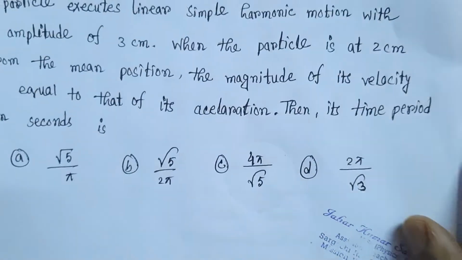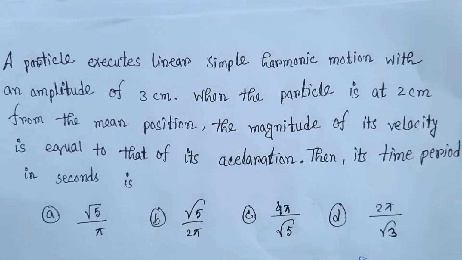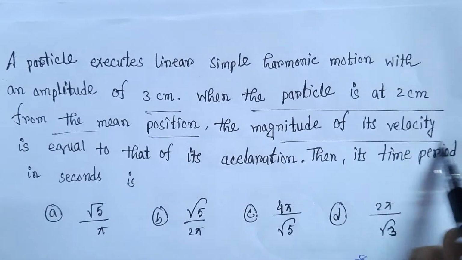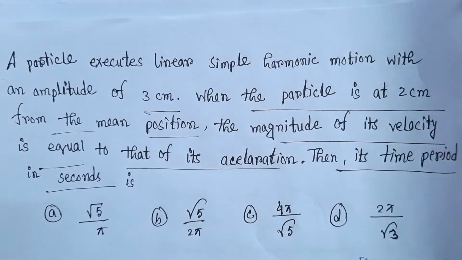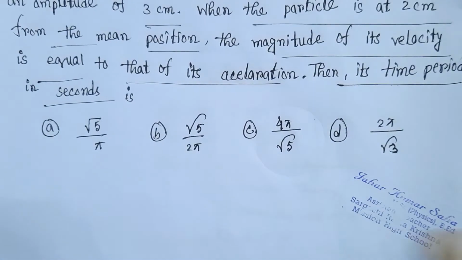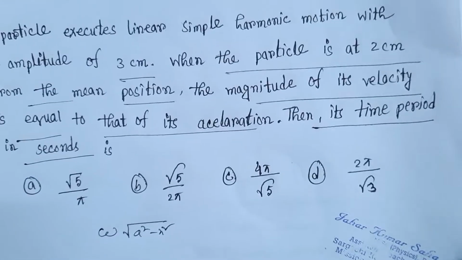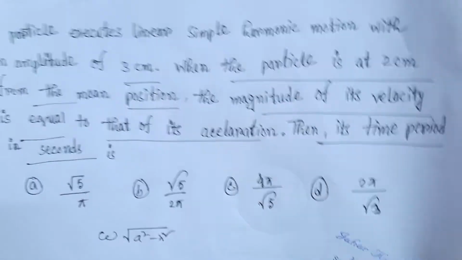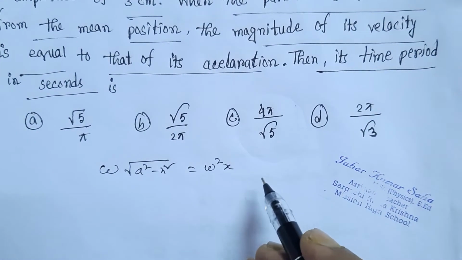In question number 21, it is also a question from S.H.M. A particle executes linear simple harmonic motion with an amplitude of 3 centimeter. When the particle is at 2 centimeter from the mean position, the magnitude of its velocity equals that of its acceleration. Then its time period in seconds is? Actually, the expression for velocity is omega into root over a square minus x square. And when it is at 2 centimeter from the mean position, the magnitude of velocity equals that of acceleration, and the magnitude of acceleration is omega square into x.